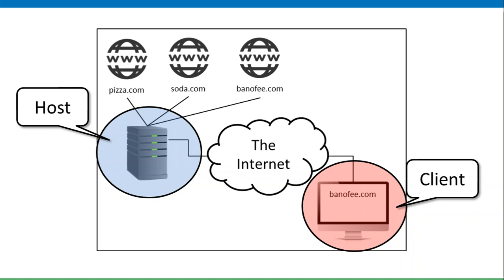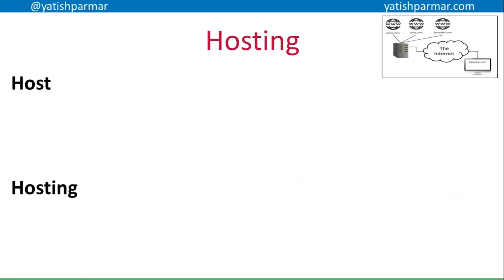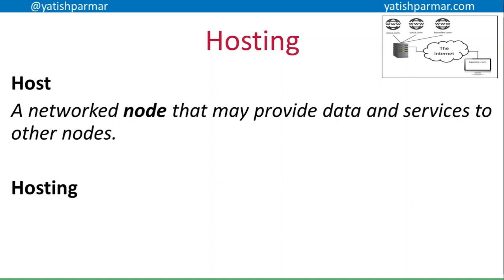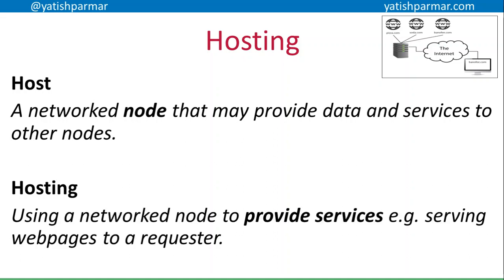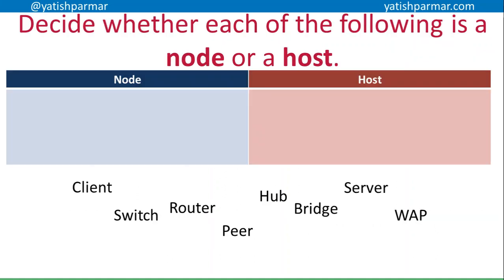So we're thinking about what's going on in that diagram. Basically, we've got a host, which is a network node, and it may provide data and services to other nodes. Then we've got the actual hosting itself, which is where we're using a network node to provide those services. For example, in the previous screen, we saw that the host was serving web pages to a requester. So there are different nodes connected to a network.